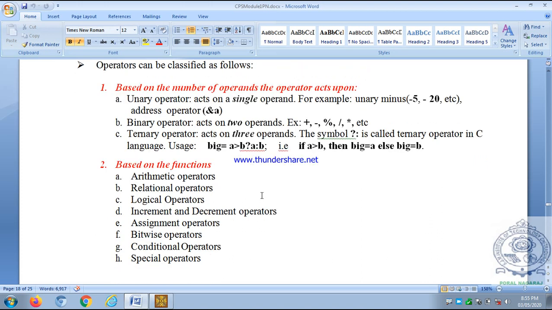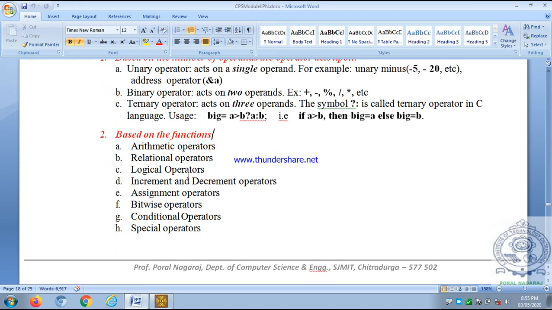Next, the category of operators based on functions. The different operators based on functions are: arithmetic operators, relational operators, logical operators, increment and decrement operators, assignment operators, bitwise operators, conditional operators and special operators. Let us see them one by one.